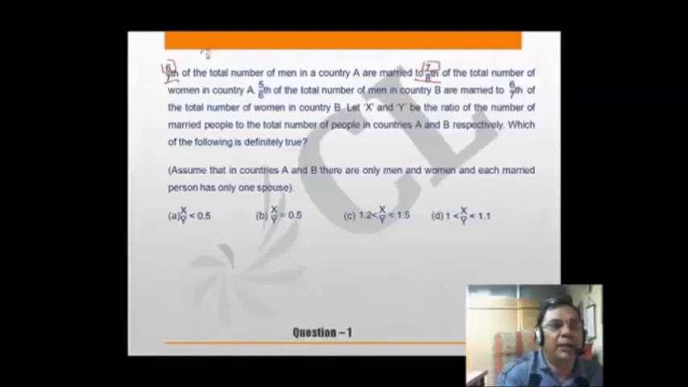So men, if I take the number as 42, then total 6/7 is 42, that means the total is 49x. Women: 7 ratio is 42, the 1 ratio is 6, so women become 48x.